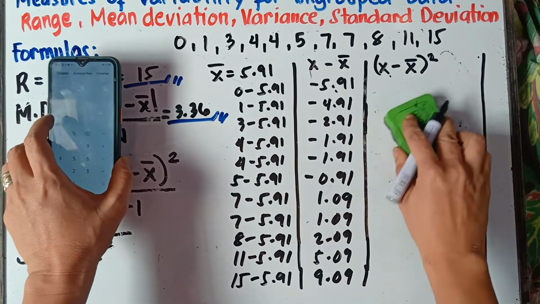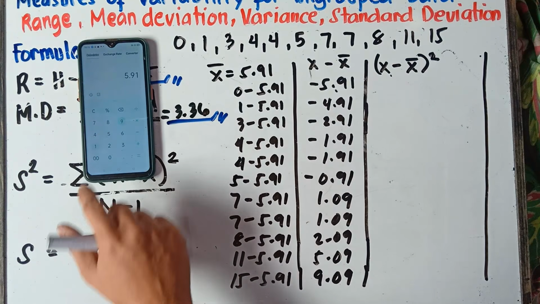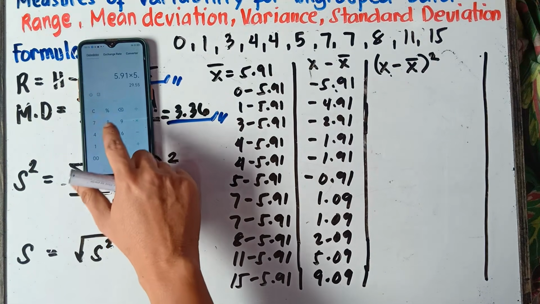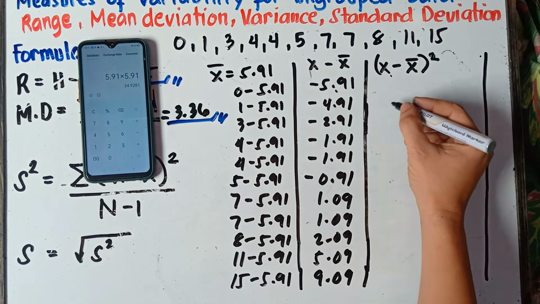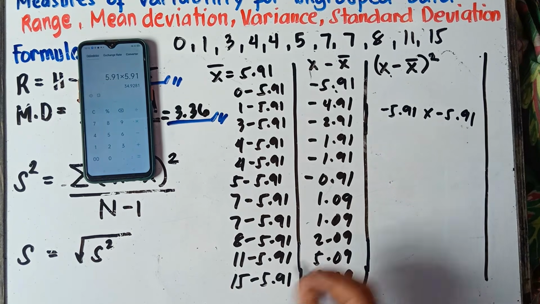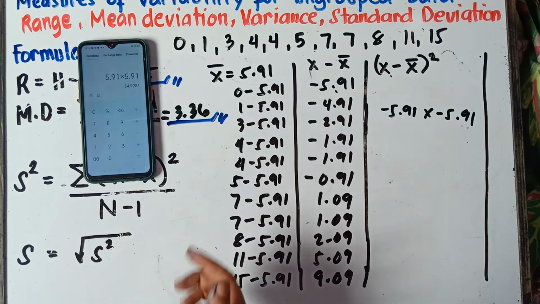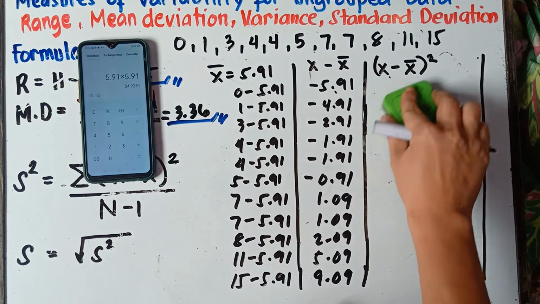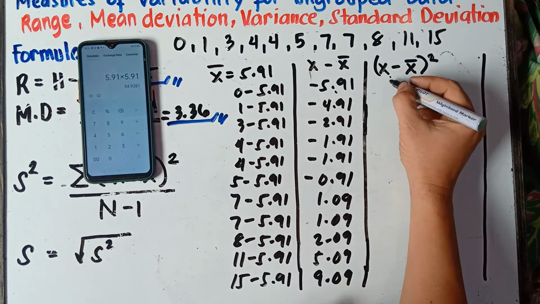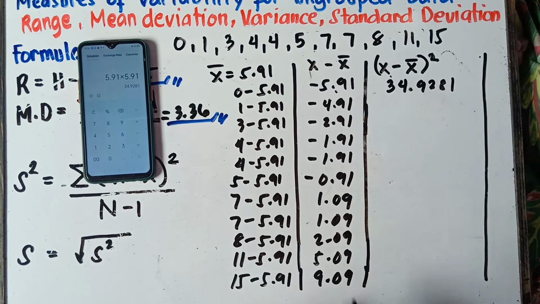Let's do it step by step, class. So let's make it positive. 5.91 times 5.91. Your solution should be negative 5.91 times negative 5.91, but let me just write positive 5.91 times 5.91. You will have the same answer anyways. So the answer is 34.9281. Do not round off your answer, class.